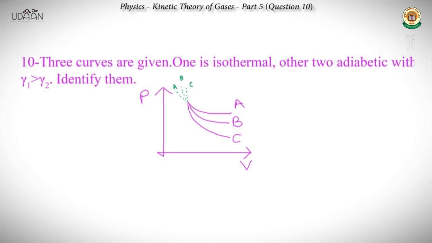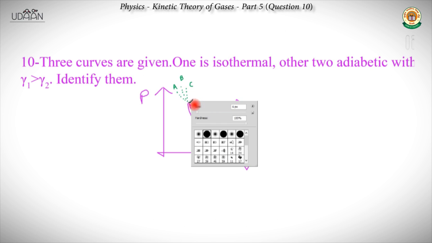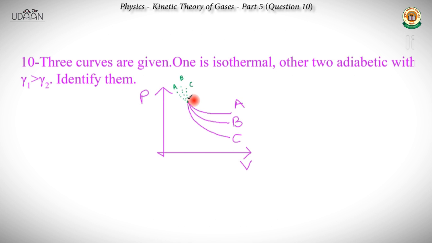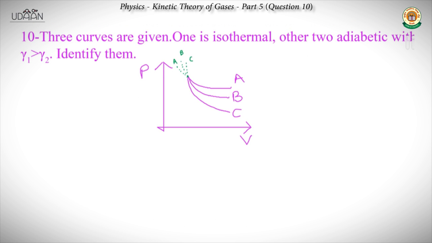Now, the 10th question of kinetic theory of gases tells us that there are 3 curves that are given to us. One of them is isothermal, the other 2 are adiabatic, with gamma 1 being more than gamma 2. Identify them. So basically we have these 3 curves, and at this particular point they are going through the same point. So we have to find the slope.